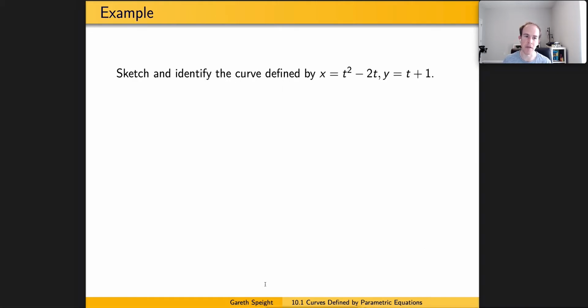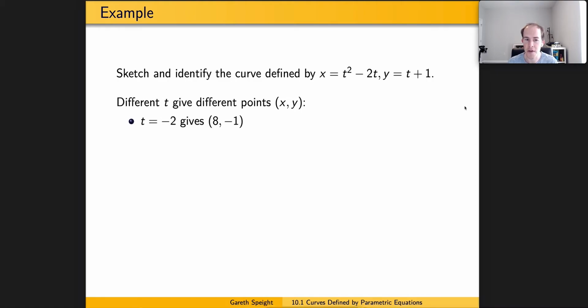So let's see some examples. Let's try to sketch and identify the curve defined by, let's say, x equals t squared minus 2t, y equals t plus 1. We get different points on the curve by plugging in different values of t. So let's plug in some values of t and see what points on the curve we get. If we plug in t equals -2, then x becomes -2 squared, which is 4, minus 2 times -2, so that's plus 4. So we have 4 plus 4, x equals 8. And then y is t plus 1, which will be -1. So plugging in t equals -2 gives x equals 8, y equals -1.